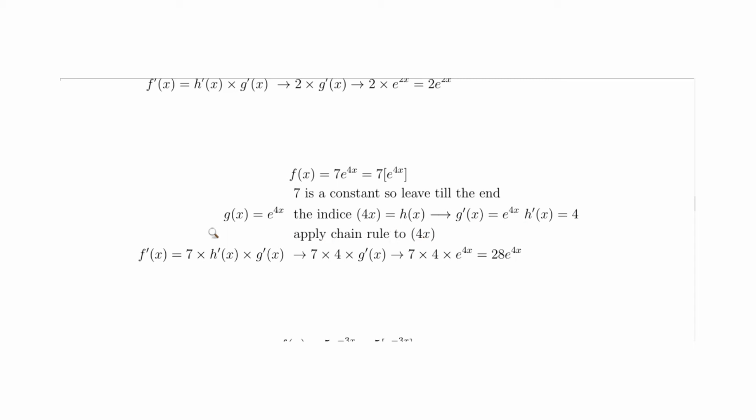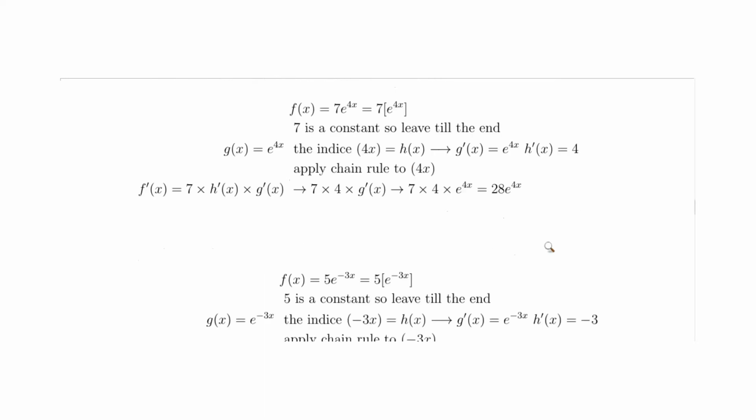So applying the chain rule to 4x, we get 7 times h prime of x times g prime of x. So h prime of x is 4, g prime of x is e to the 4x. So 7 times 4 times e to the 4x is 28 times e to the 4x. So you can see where that comes from: 7 times 4 is 28, and then the 4x stays. So that's how we get to 28e to the 4x.